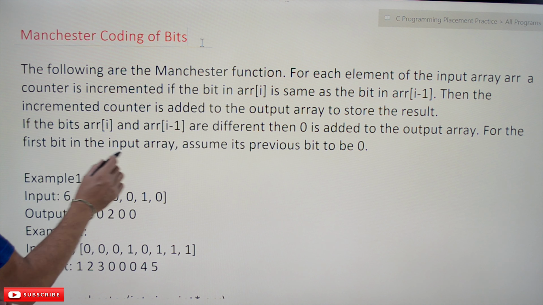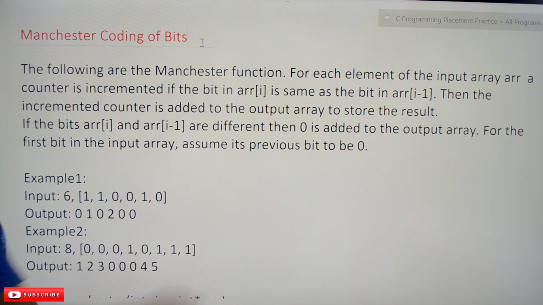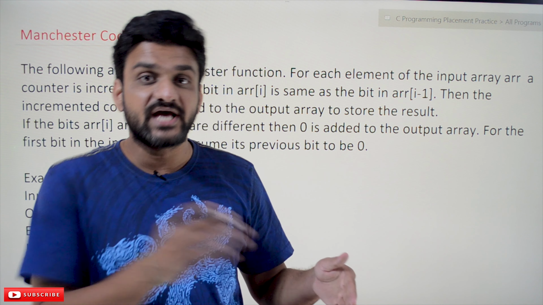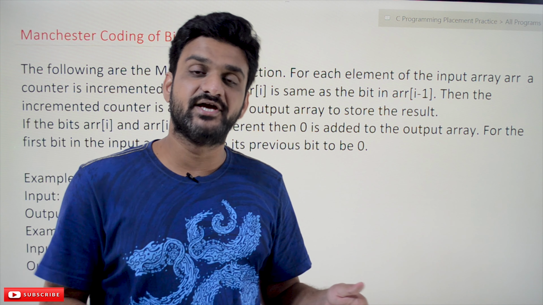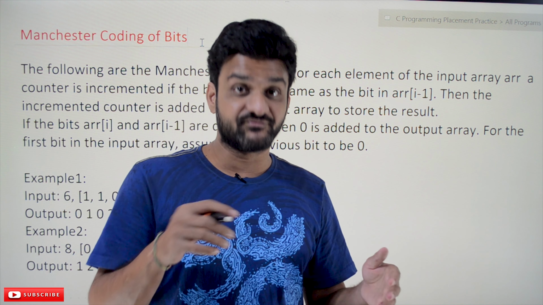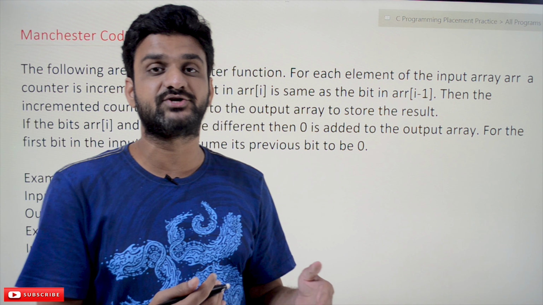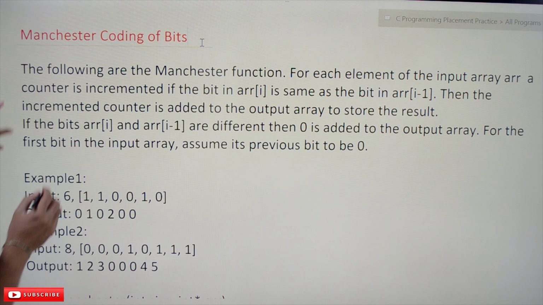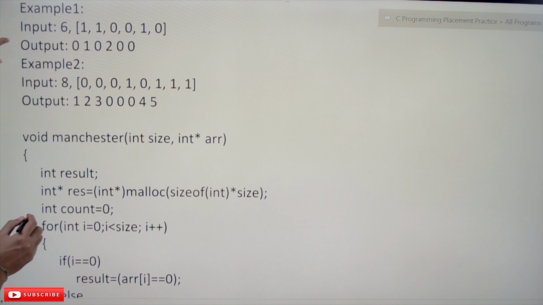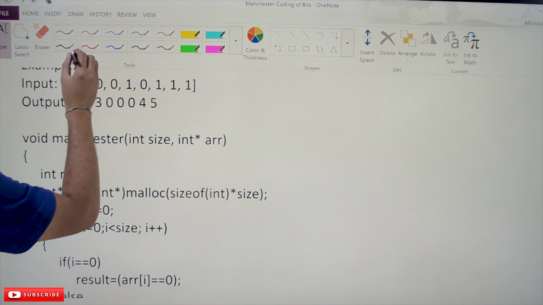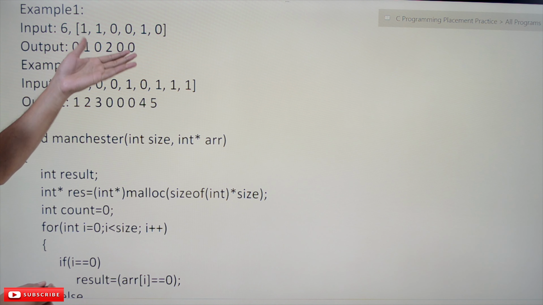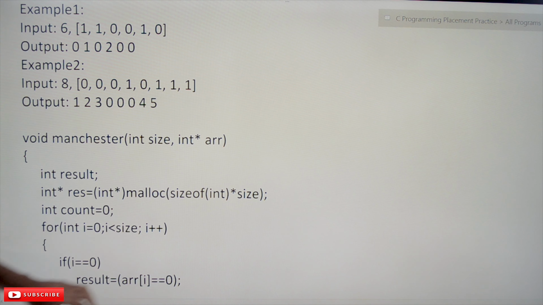For the first bit in the input array, assume its previous bit to be 0. As the first bit of the array does not have a previous bit, we have to assume the previous bit for the first bit to be 0. Now let's consider these test cases, and based upon that function we will solve one of the test cases, and later we will go to the function.